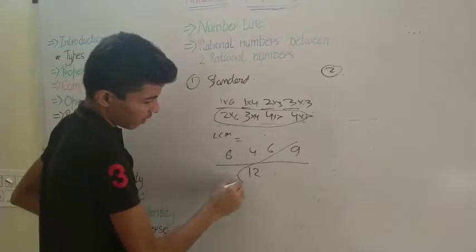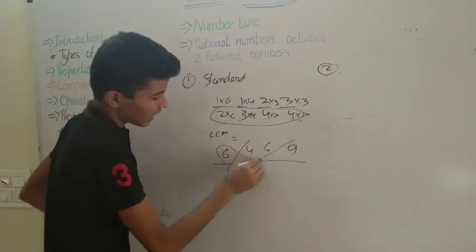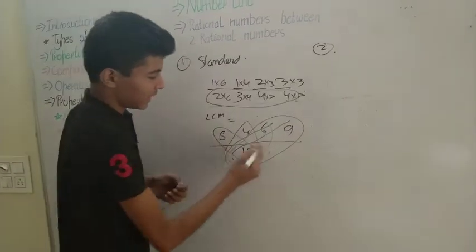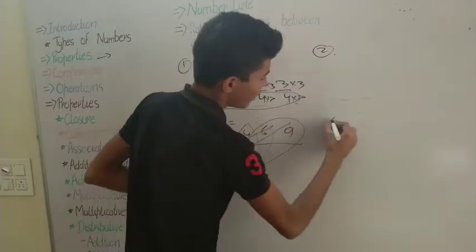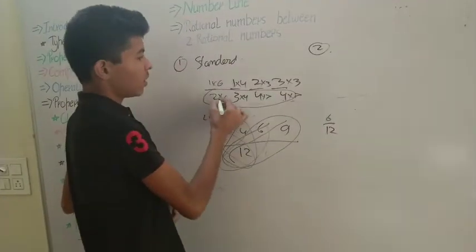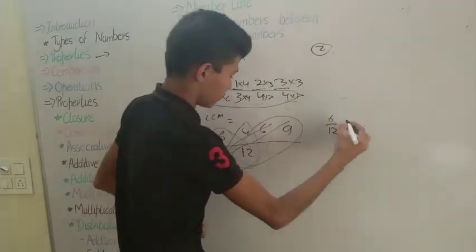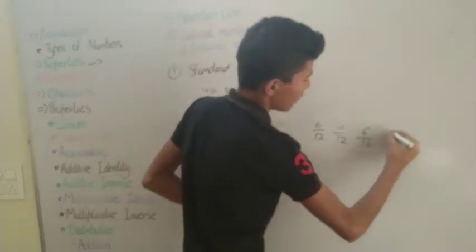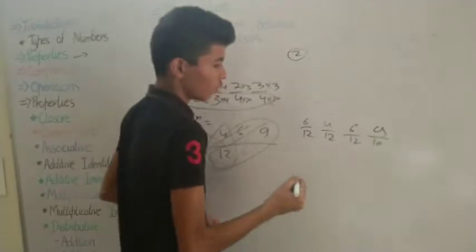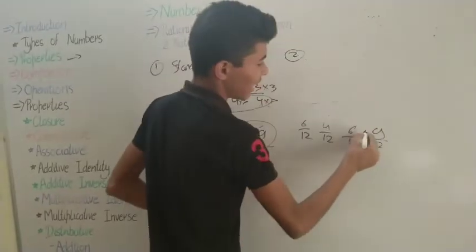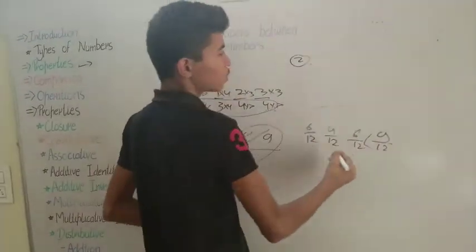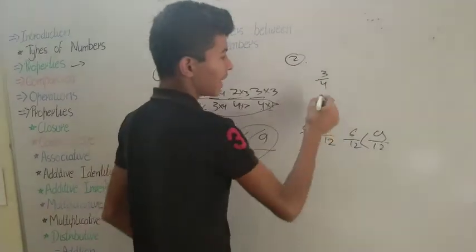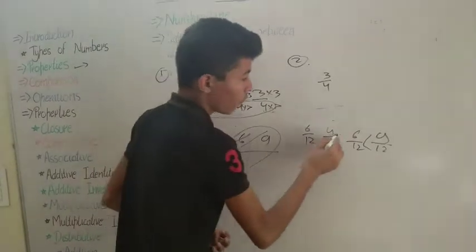So this is the first fraction, this is the second fraction, this is the third fraction, and this is the fourth fraction. So 6 by 12 is the first fraction, that is 1 by 2, and then we have 4 by 12, 6 by 12 and 9 by 12. We know that 9 by 12 is the biggest, so 3 by 4 is the biggest among them, and the smallest is 4 by 12.